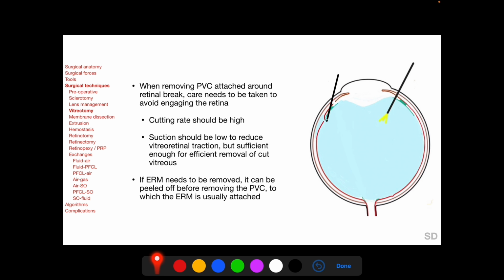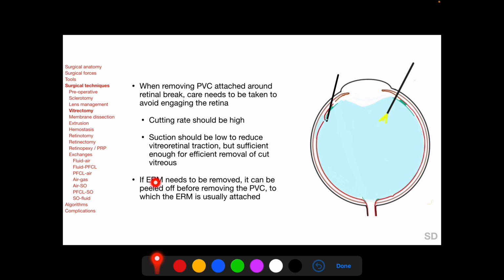When removing posterior vitreous cortex attached to a retinal break, as shown here in this diagram, care needs to be taken to avoid engaging the retina. So in this circumstance, cutting rate should be high and suction should be low to reduce vitreoretinal traction, but suction should be sufficient enough for efficient removal of cut vitreous.